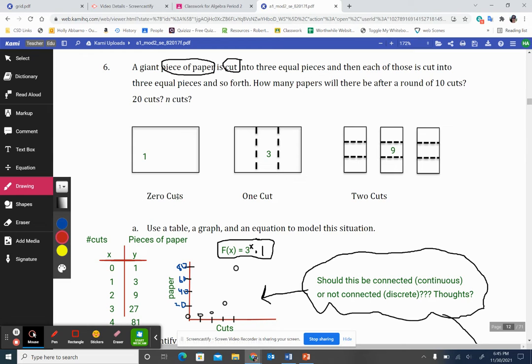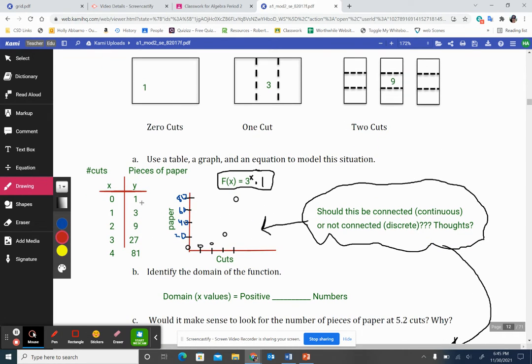All right, so I just kind of went through it. I thought, at 0 cuts, I had 1 piece of paper. After 1 cut, I had 3. After 2 cuts, I had 9. And I noticed once I started making a table that this was changing exponentially. It's going to be a geometric equation.